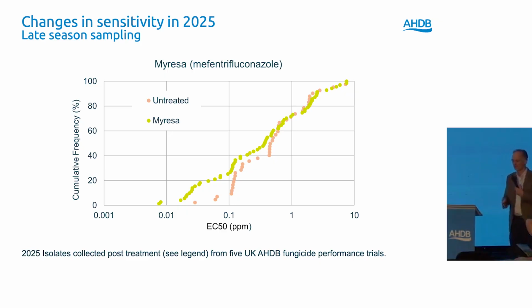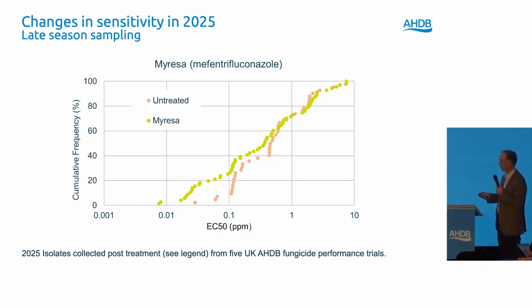So this is samples taken from the fungicide performance trials after certain treatments were applied. I'm going to start by looking at mefentri, Myrisa. This is an average of 5 sites. The orange line reflects the untreated. So the line doesn't reflect a year now, it reflects a treatment. The untreated is in orange and the Myrisa is in green.